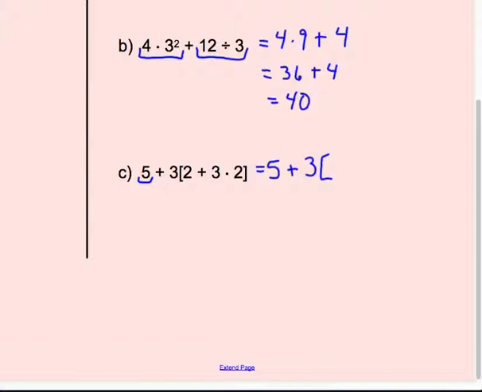And I've got the multiplication coming before addition. And then, of course, the brackets, similar to parentheses, means multiply. So I will take my 3 times. I'm going to go ahead and simplify that. The 2 plus 6 gives me 8. 3 times 8 is 24. And 5 plus 24 is 29.